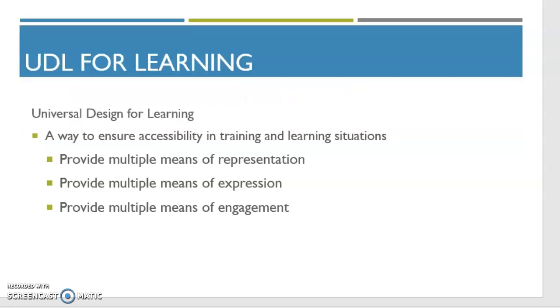So what is universal design for learning? When you design training so that it's accessible to learners, you don't even know who's going to be in your workshops, but you design it so it's accessible to learners. It means that all learners will have an equal opportunity to be successful. Some strategies for creating universally designed training are to ensure that you provide multiple means of representation, multiple means of expression, and multiple means of engagement.